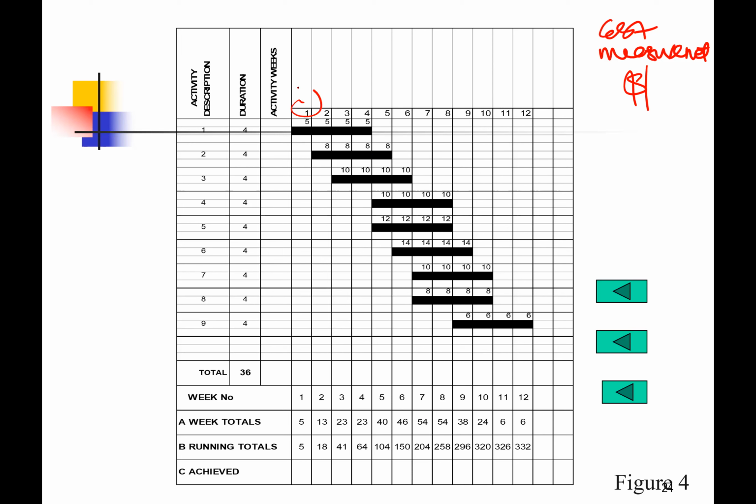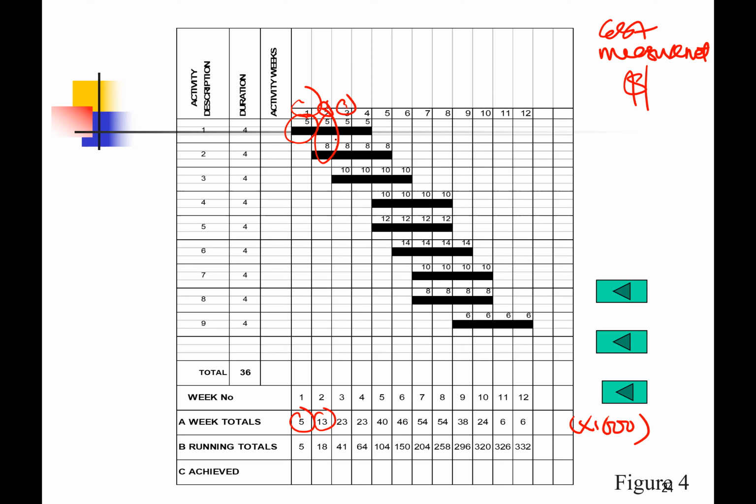In the first week, what could be the activity running? Only the first activity partially. So the cost is around 5,000, 5K. Let's assume this is 1,000 K. So 5. And then the second week could be here, 8 plus 5, 13. It is similar to what we have learned in the last week. This is what we call the normal S curve.